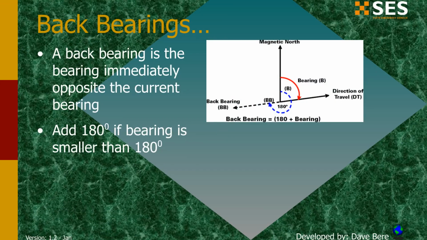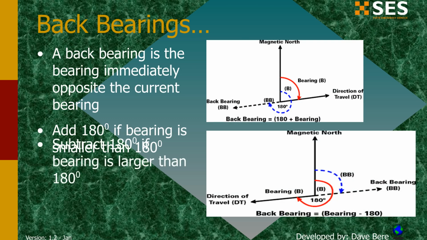A back bearing is the opposite direction of the current bearing. To calculate it, add 180 degrees if the bearing is smaller than 180 degrees, or subtract 180 degrees if it is larger. You can also reverse your compass to find the back bearing.